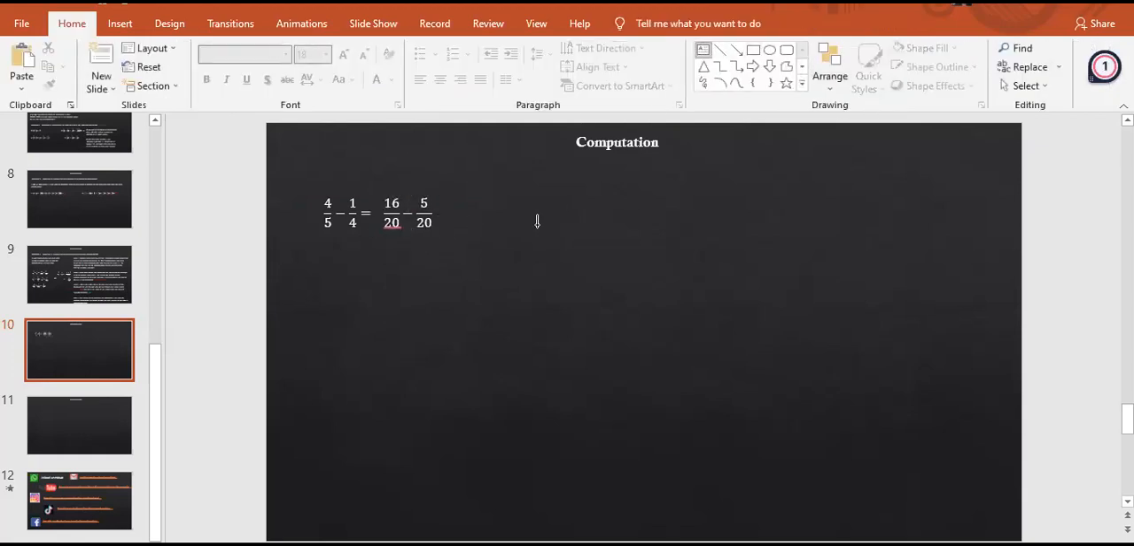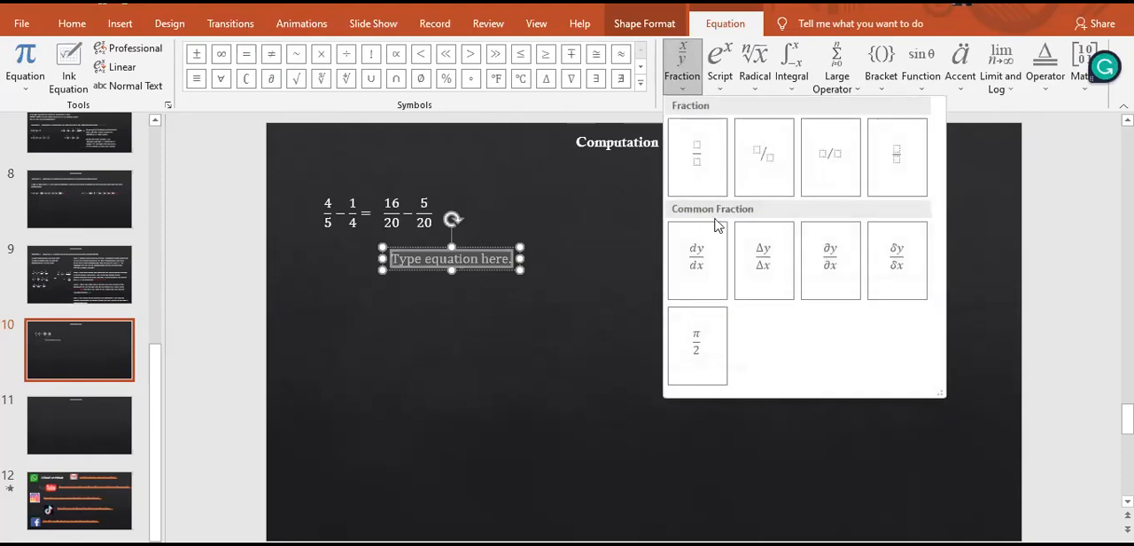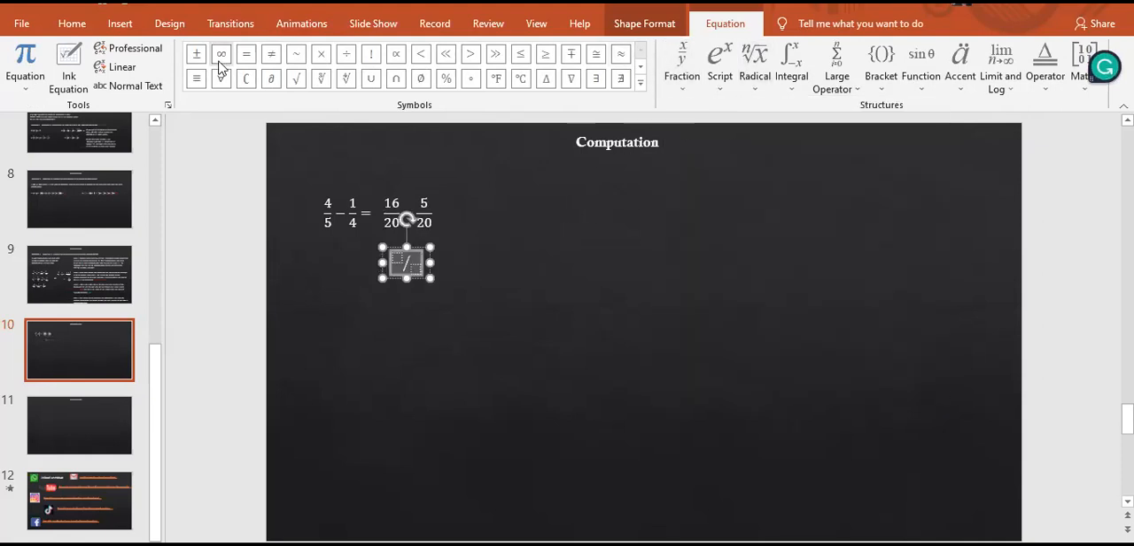Well, let us work it out from there. It should be the 16 minus 5 for the top, which will give you 11 over 20. So it will give you 11 over 20.